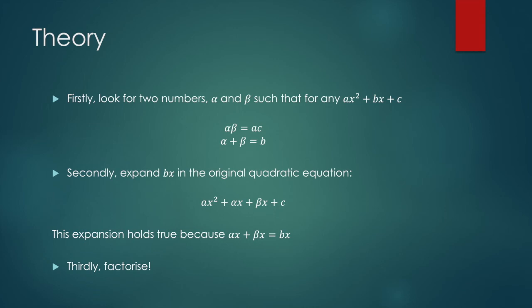So to solve a quadratic, firstly, we look for two numbers, we call them alpha and beta, such that if you multiply alpha and beta, you get the product of a and c from your original quadratic. And if you add alpha and beta, you get b, again from your original quadratic. Secondly, we expand bx as alpha x plus beta x. And then we have our new form of our quadratic equation, ax squared plus alpha x plus beta x plus c. And then we factorize the first two terms, and the second two terms, we will factorize a second time, and you get a nice simplified expression.